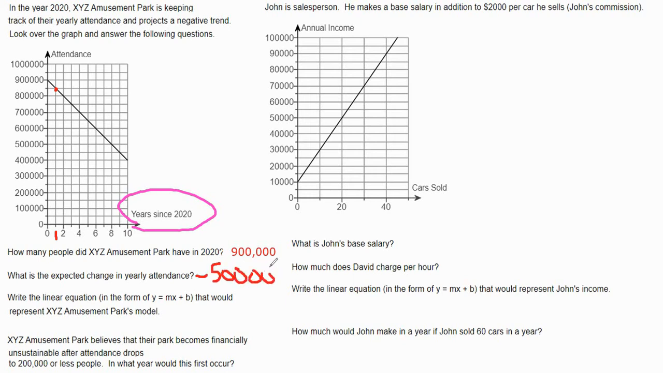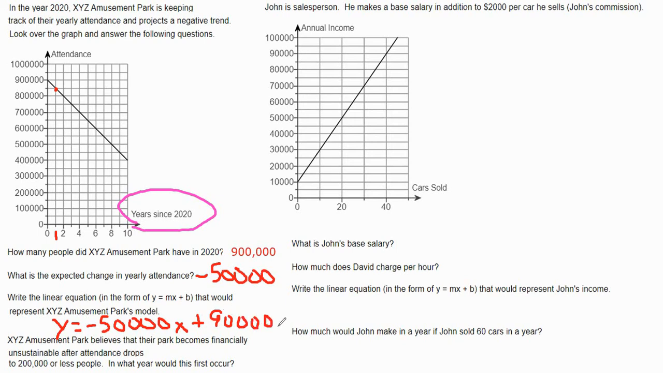Once we have the slope and the y-intercept, we can write an equation in the linear form, y equals mx plus b, that would represent the expectations for that amusement park. So y equals mx plus b. The m, the slope, is negative 50,000. So we have y equals negative 50,000x plus the y-intercept, or the starting point, which is 900,000.